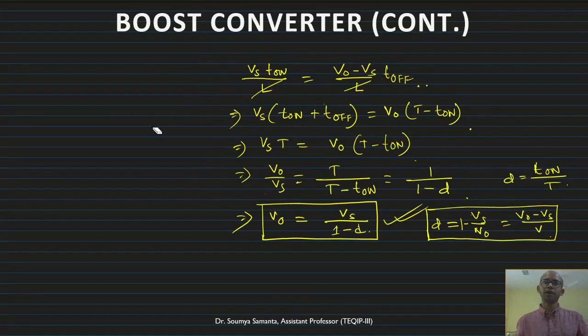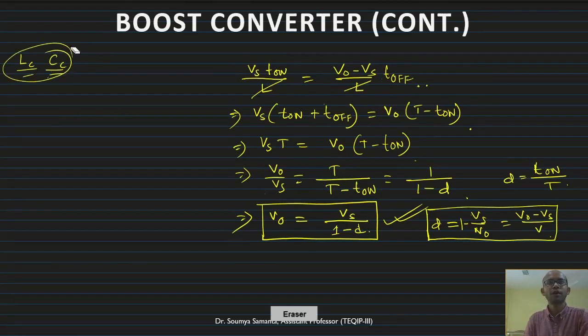This is done. Now let us discuss the design constants. If we go for continuous conduction, a common question in GATE is what will be the critical value of L for continuous current, and what is the critical value of C for continuous voltage. Let us find the expressions for them.